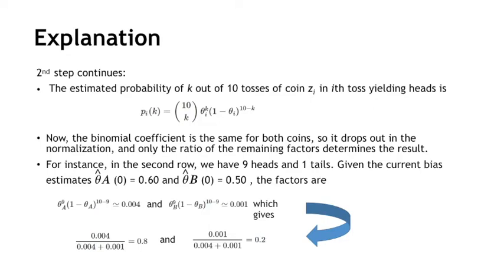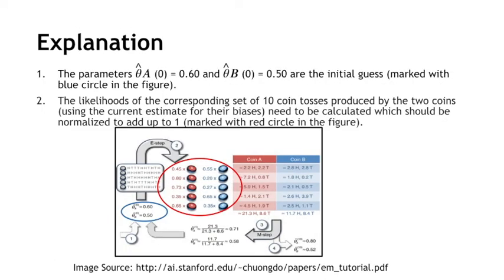Similarly, putting in the values of theta B is equal to 0.5, we get the probability to be 0.001. Now if we apply our normal maximum likelihood estimation, we take the individual value divided by the total value. That would give us 0.8 and 0.2. That is exactly what we have got for the second coin toss.